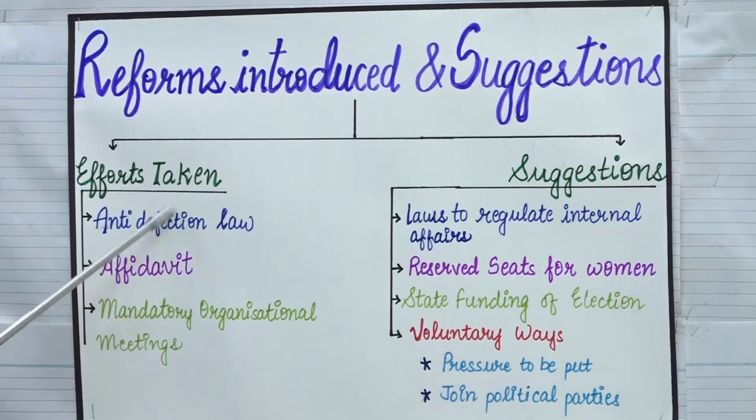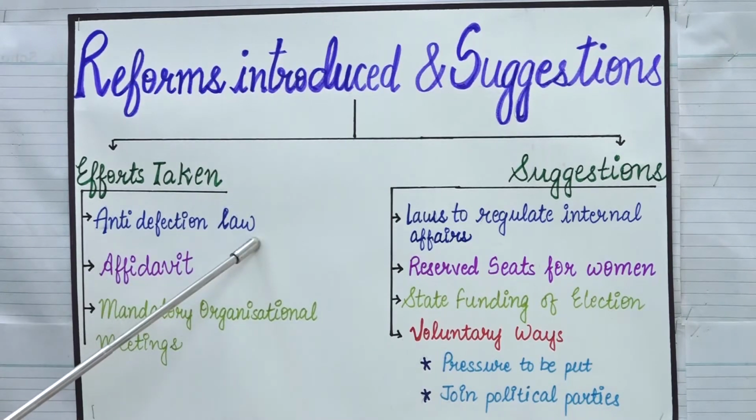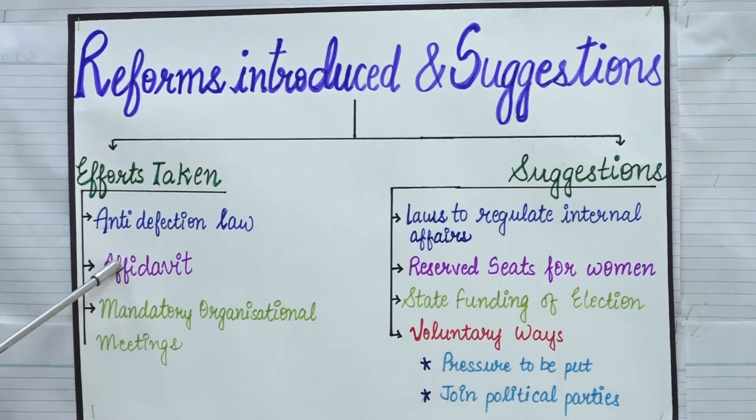To stop this practice, the government has enacted a law known as the Anti-Defection Law. As per this law, the Constitution prevents the elected members from changing party. This was done because many elected representatives were indulging in defection in order to become minister for cash rewards.